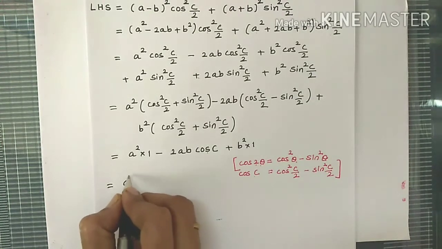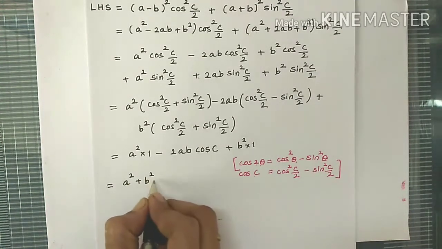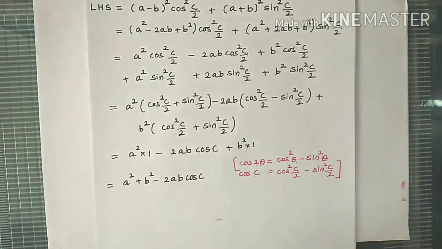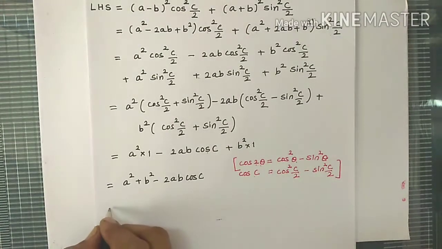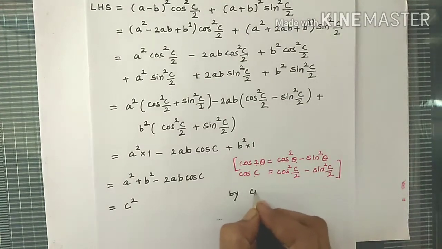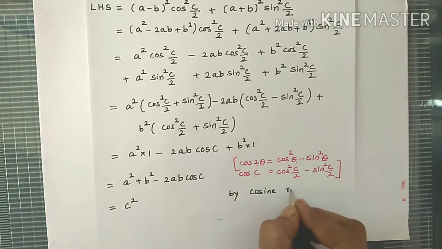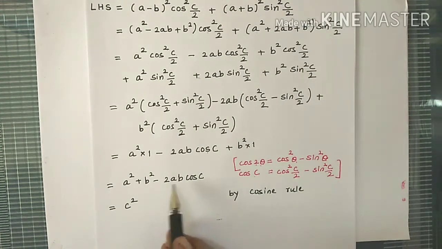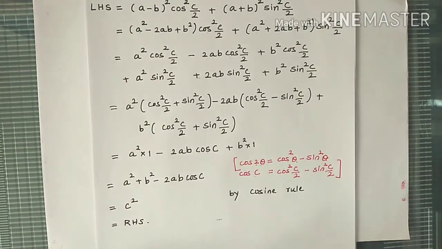So after simplifying the terms, we get a square plus b square minus 2ab cos C, which is the statement of the cosine rule. So by cosine rule, we can write it as c square. So the reason here is by cosine rule. Or if you don't understand, you can put the value of cos C, that is b square plus a square minus c square divided by 2ab. 2ab will get cancelled, and after simplifying you will get c square. So that is equal to the right hand side. So using the cosine rule only, we can prove this equality.